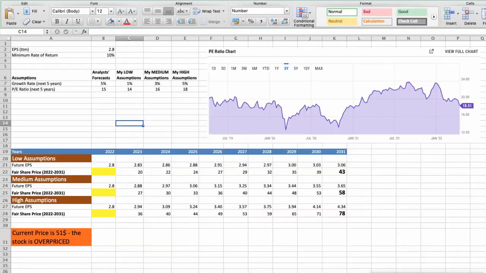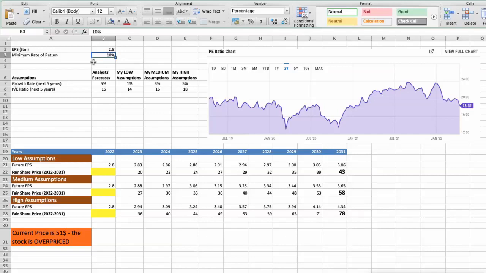Second model. Valuation based on earnings per share. This spreadsheet contains another financial data that we will use for the stock valuation. The current earning per share price for the company is 2.8. Minimum rate of return. I will use 10%. Because when we invest in individual stocks, we are looking for a higher return than the S&P 500.